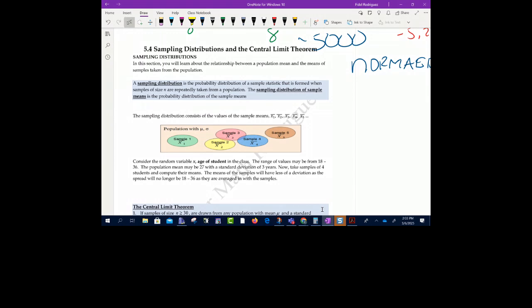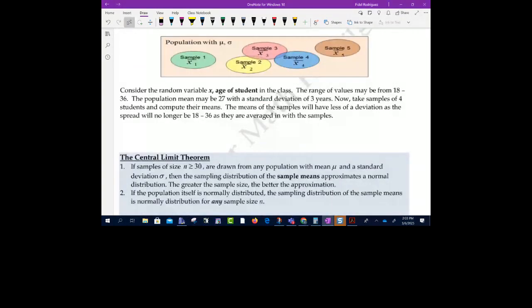It says a sampling distribution is the probability distribution of a sample statistic that is formed when samples of size n are repeatedly taken from a population. The sampling distribution of sample means is the probability distribution of the sample means. Okay, what does all that stuff mean? Let's look at this paragraph right here, which I think is the easiest way to explain it.